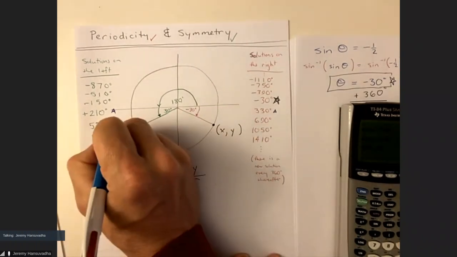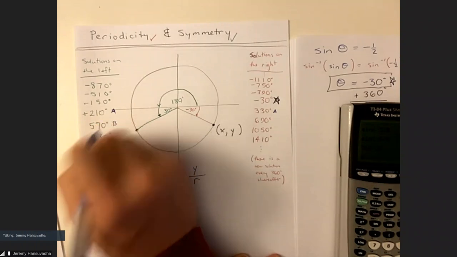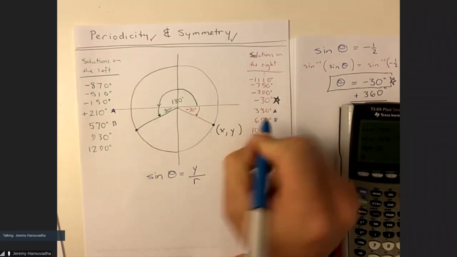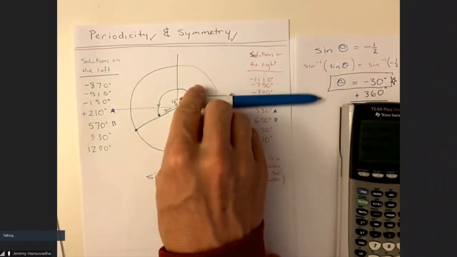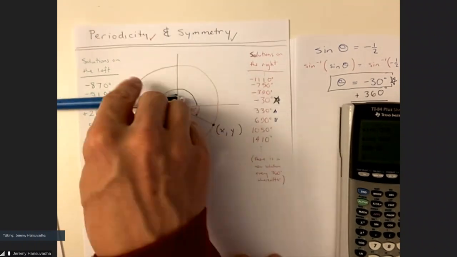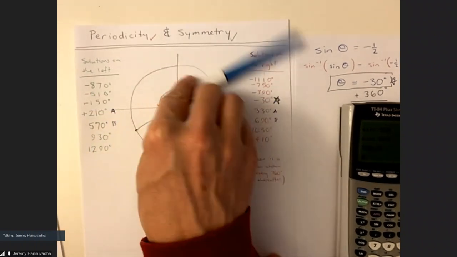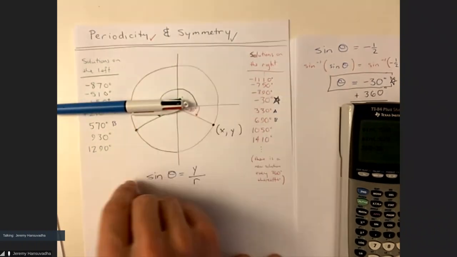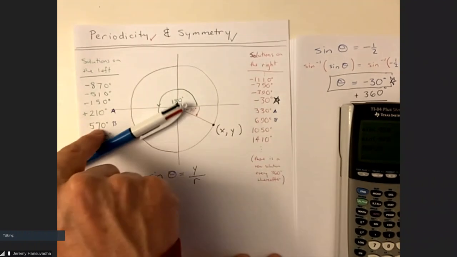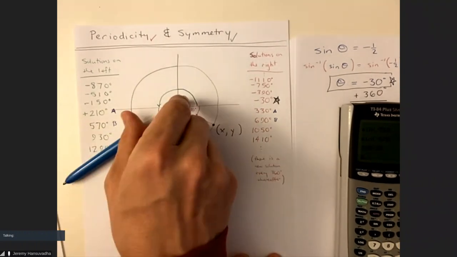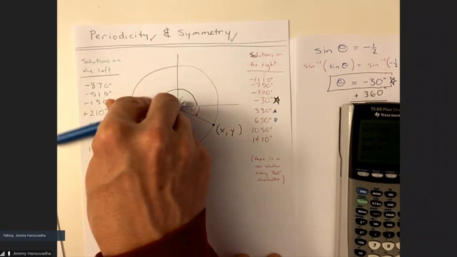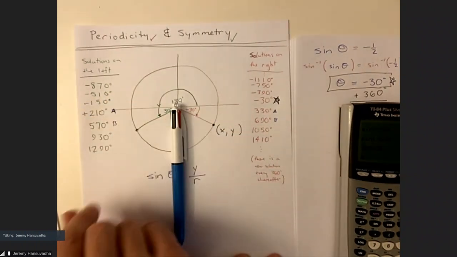Similarly, 570 is symmetrical to 690. Let me show you. Let's count by 90s until we get to 570. 90, 180, 270, 360, 450, 540 plus 30 more is 570. If we keep going, let's see, 540 was right here. 540 plus 90 is 630.